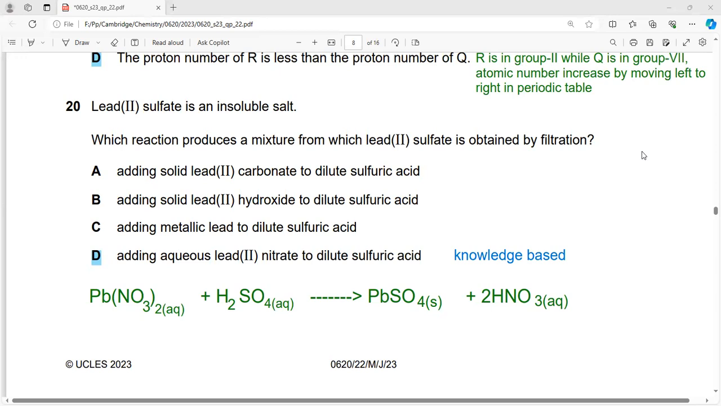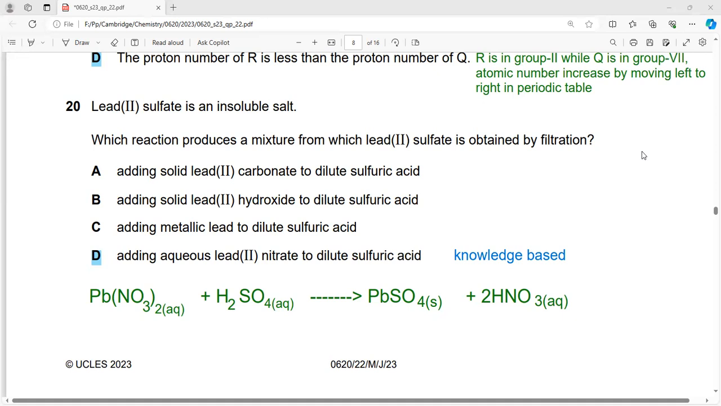Question number 20. Lead sulfate is an insoluble salt. Which reaction produces a mixture from which the lead sulfate is obtained by filtration? That's a knowledge-based question. Lead sulfate is an insoluble salt, and in this way, you need a reactant for that.